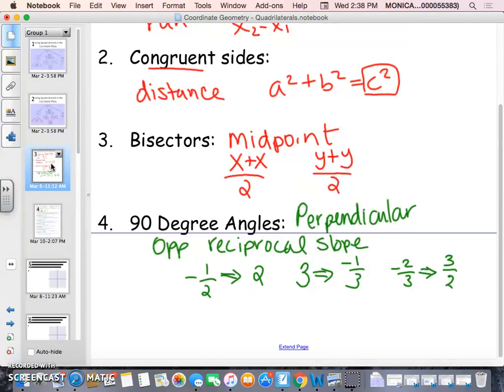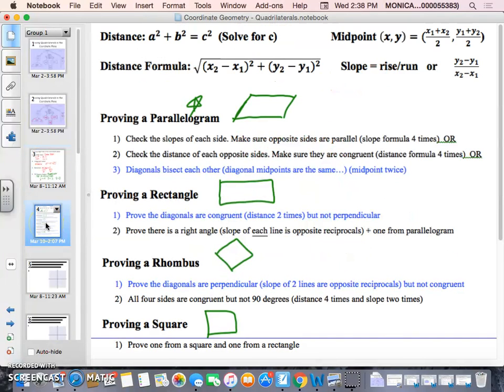So we're going to be using all 4 of these formulas that we've been working on all year to test whether or not our shape is what it is. So the first thing, obviously, you're going to do is look at the shape. And you're going to see, does it look more like a parallelogram? Does it look more like a rectangle, a rhombus, a square, or a trapezoid, or a kite?